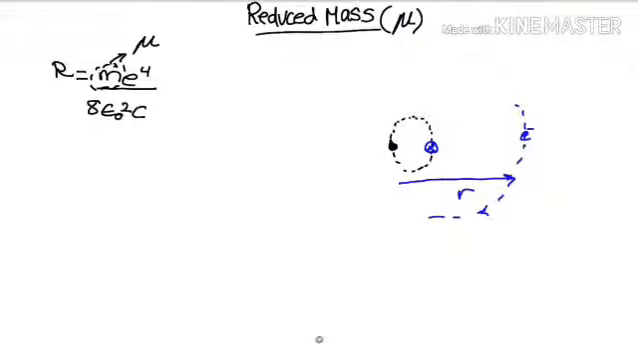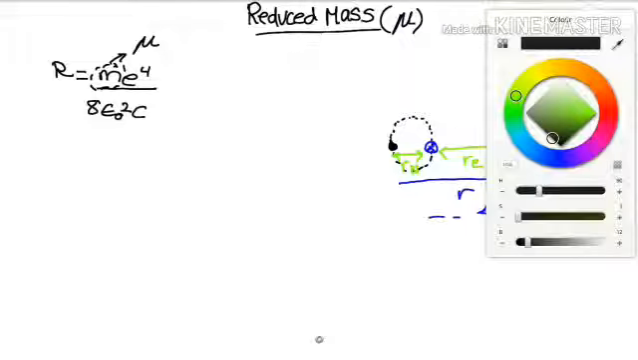Here's another color. This is known as Rn, make it better, capital N. And this is Re, which is the distance between the electron and the center of mass. And this is R. Okay, we'll use the center of mass equation.